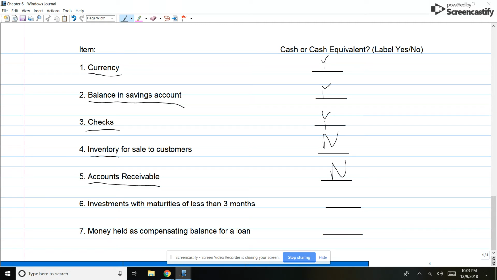Accounts receivable is pretty liquid, not as liquid as cash, and we already have an account for accounts receivable. Investments with maturities of less than 3 months. Remember, the whole thing with cash equivalents for investments is whether it has a maturity date of less than 3 months. This straight up tells us less than 3 months, so it is a cash equivalent.